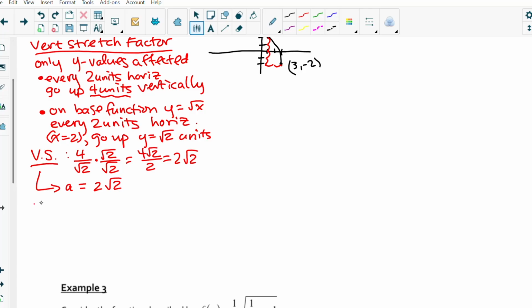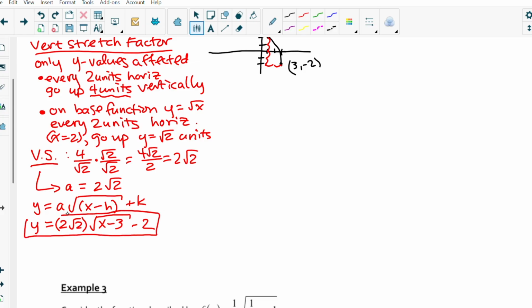I know my transform function general form is y equals a times square root of b times x minus h plus k. The b value is 1, so I'm just going to leave it as x minus h plus k. My a value is 2 square root of 2 times the square root of x. H value is 3, and k value is negative 2 or minus 2. And that's my transform function using the graphical approach.